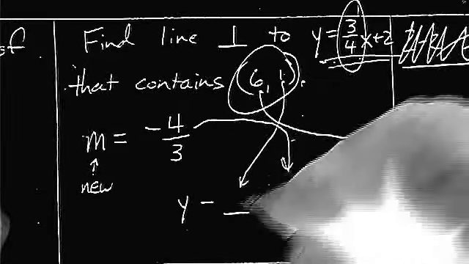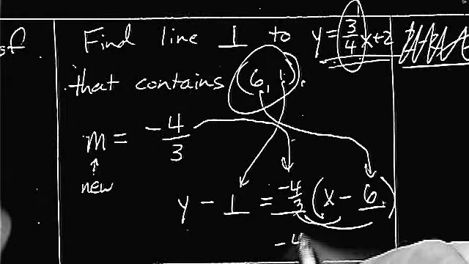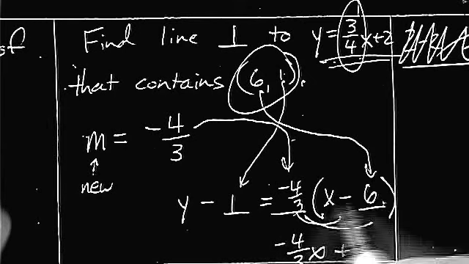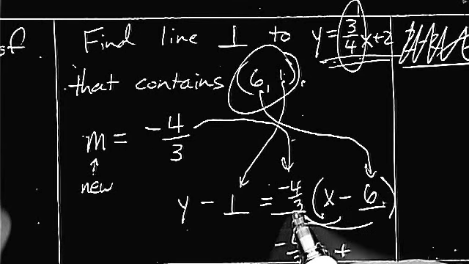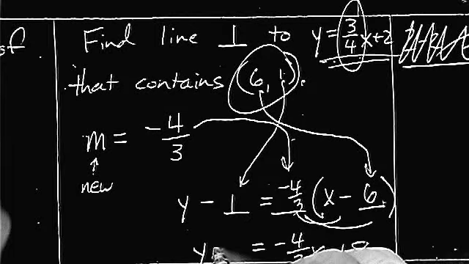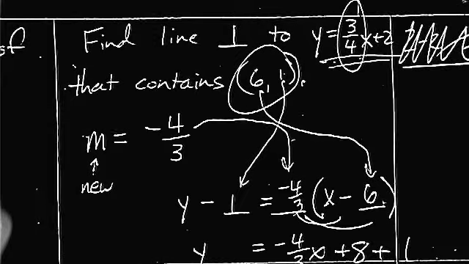+6, +1. Of course, we're going to distribute like normal people. -4/3 x plus, let's see, 6 divided by 3 is 2. 2 times 4 is 8. Y, and then we're going to get rid of that and put that on the other side, so we're adding 1 to the other side. Y equals -4/3 x plus 9.